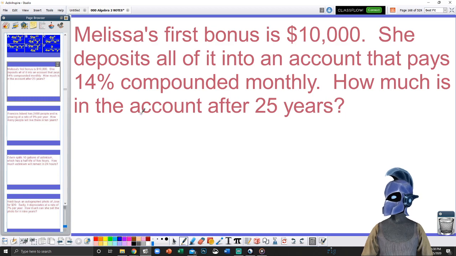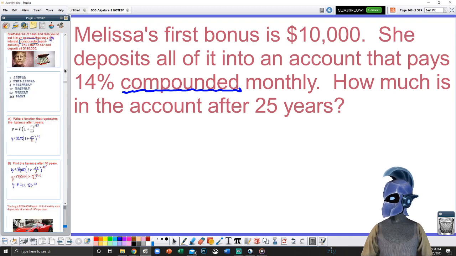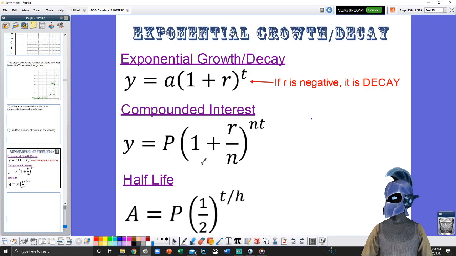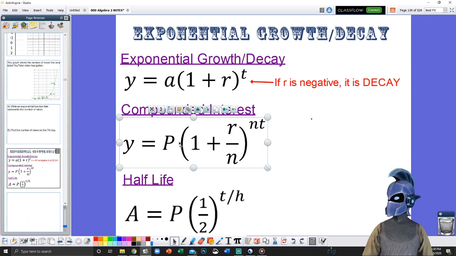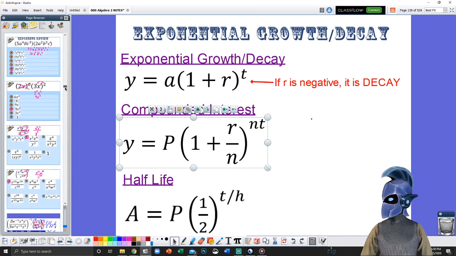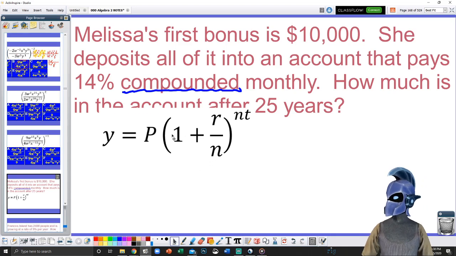All right, here we go. Melissa's first bonus, $10,000, blah, blah, blah. Oh, we see the word compounded. So when I see the word compounded, I'm going to go way back. If you remember our friend Aunt Mildred, she gave us a lot of money, and we used the compounded interest formula just like this. So I'm going to use my secret cheating method of copying, and I'm going to go down and paste like that.